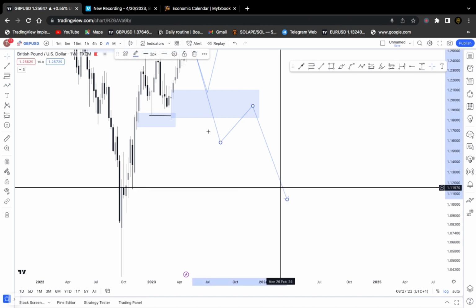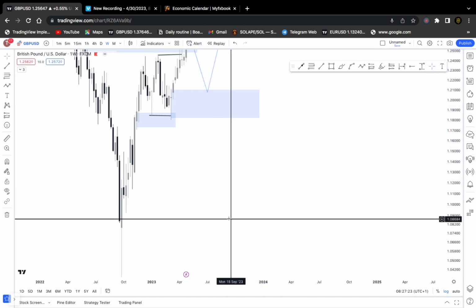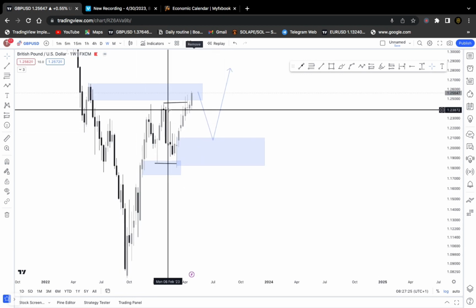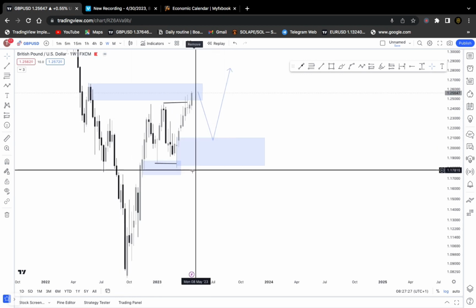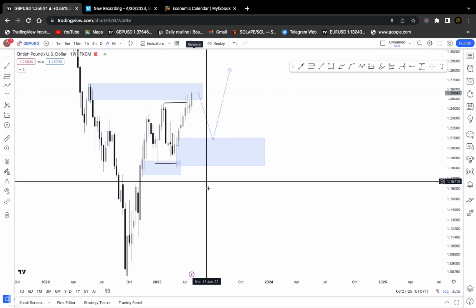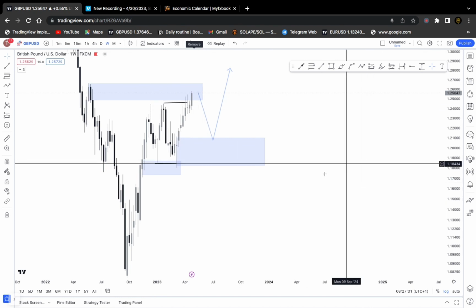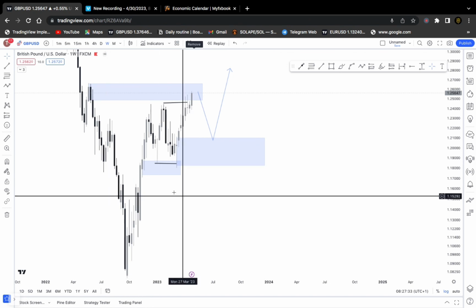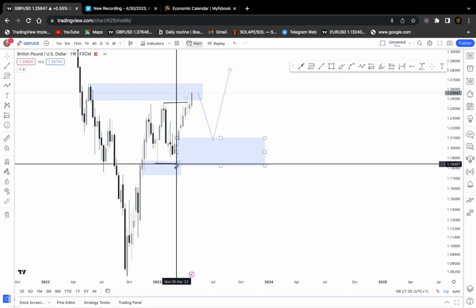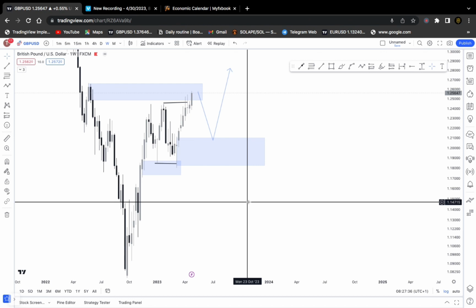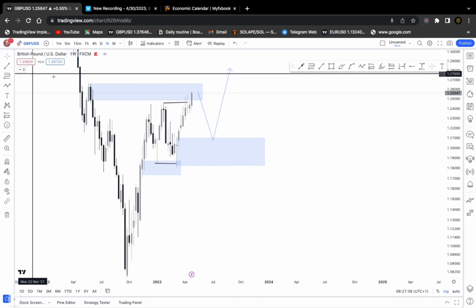Our sell opportunities are not yet confirmed because you clearly see the market is trading above this high and also trading above this low. So our sell opportunities will only be confirmed when we see a change of character, that is, for the market to trade below this low. Then we can say we are about to sell in this market.